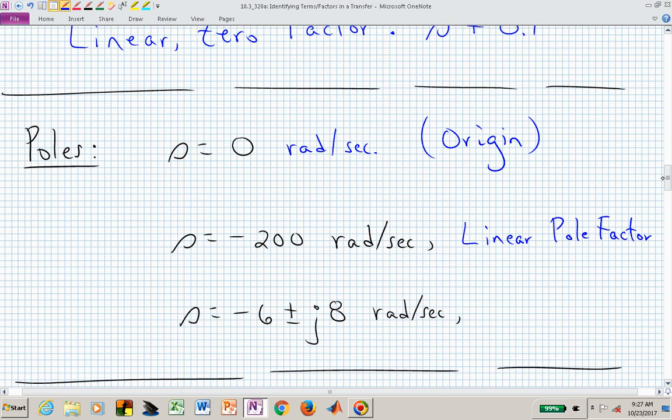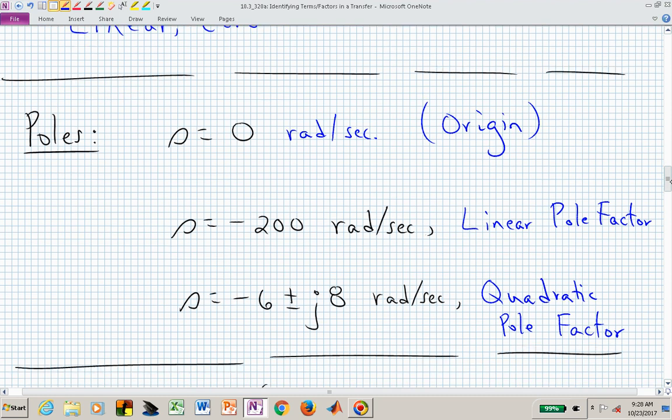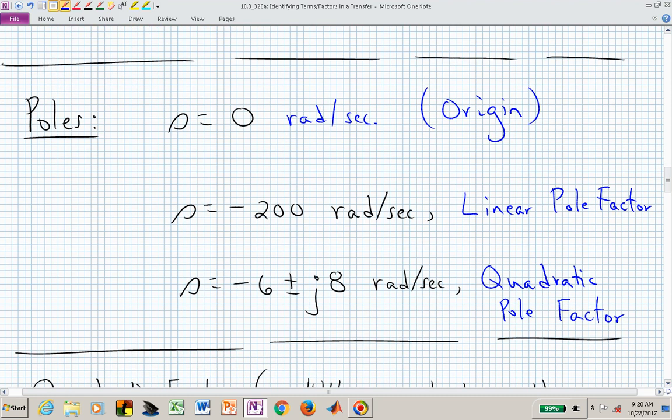And we had the quadratic factor in the denominator. That was the s squared plus 12s plus 100, which through the quadratic formula gives us roots of that at minus 6 plus and minus j8, and this we would then call our quadratic pole factor. Our transfer function H(s) in this example had a denominator quadratic, but we could just as easily have had a quadratic in the numerator, and then we would have had a quadratic zero factor.